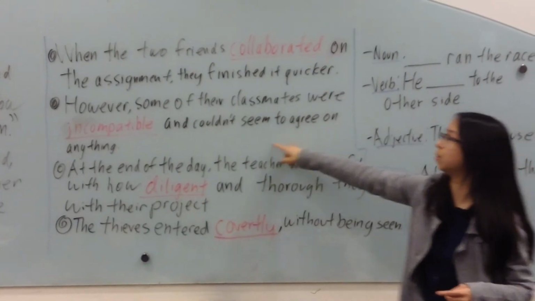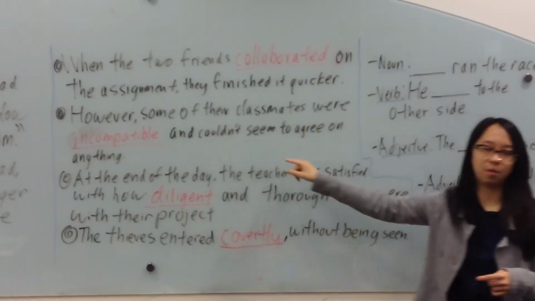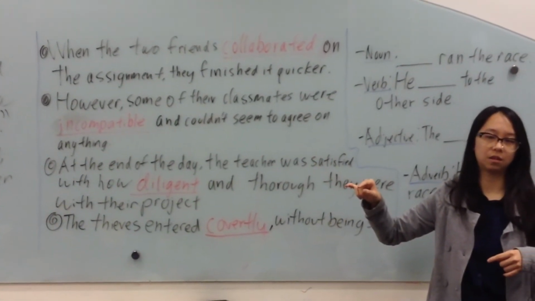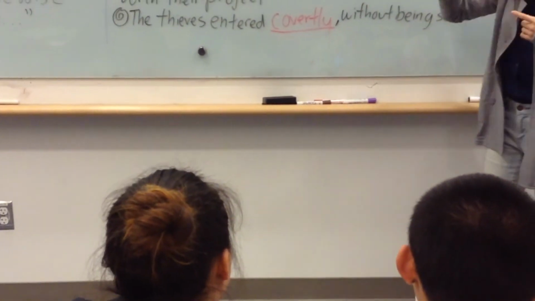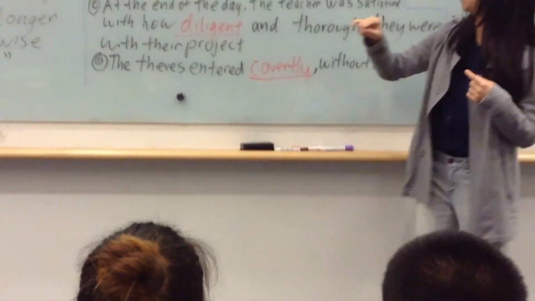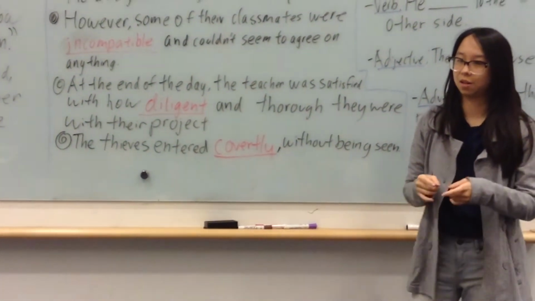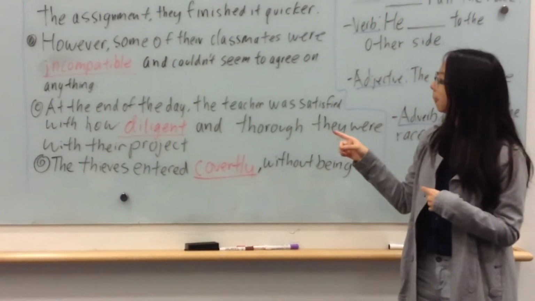And then the next sentence, however, some of their classmates were incompatible and couldn't seem to agree on anything. And so when 2 people are incompatible, what do you think that means? Yeah, Rachel. Like they don't get along. Right. So how do you know incompatible means didn't get along? Because it said couldn't seem to agree on anything.